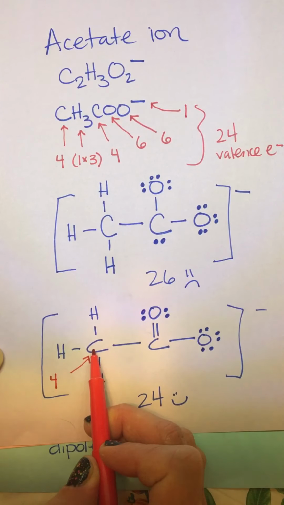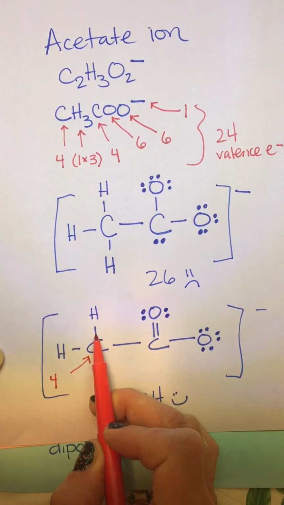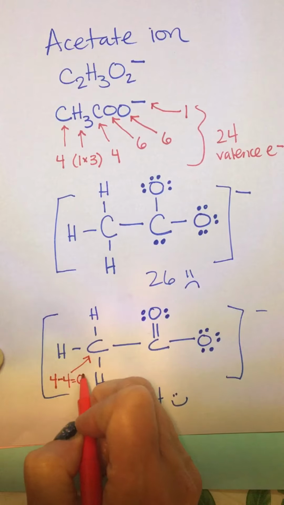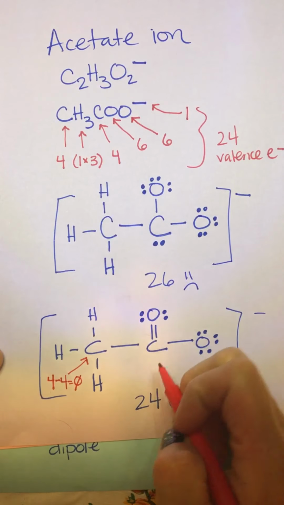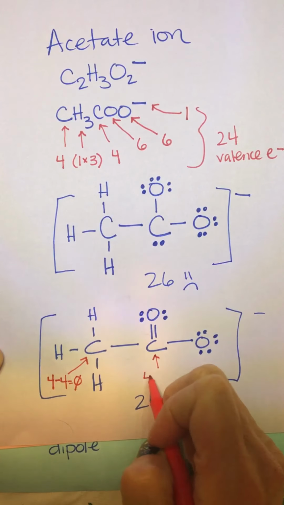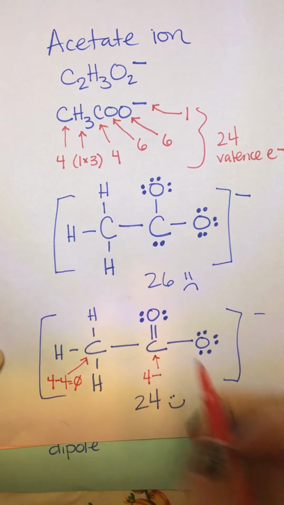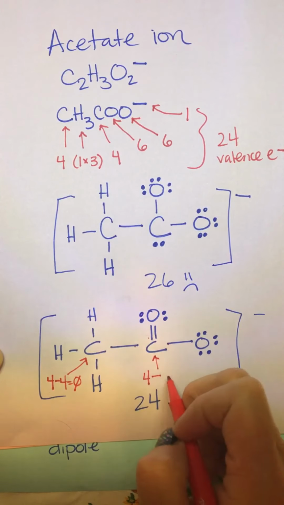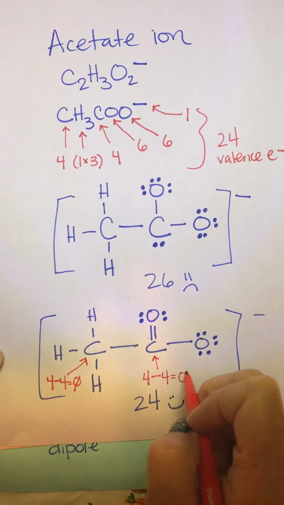1 belongs to carbon, 1 belongs to hydrogen. So we have 1, 2, 3, 4. 4 minus 4 is 0. That carbon is neutral. What about this carbon? Valence number of 4 minus half of each bond. So 1, 2, 3, 4. 4 minus 4 is 0.